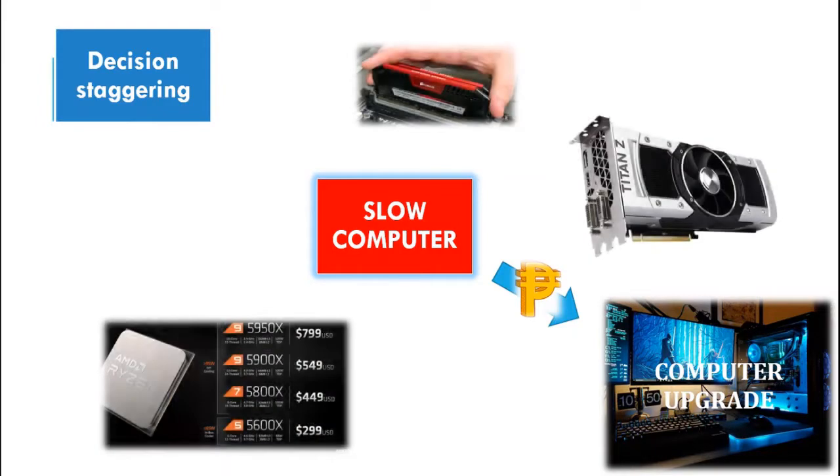Like maybe you just need to buy or upgrade your RAM, or maybe if you are into graphics, you just need to upgrade your video card, or maybe your CPU is already outdated and you can buy a compatible CPU to upgrade your unit. The point is, when it comes to decision staggering, instead of focusing all your efforts on just one solution or one alternative, you are going to make incremental decisions.